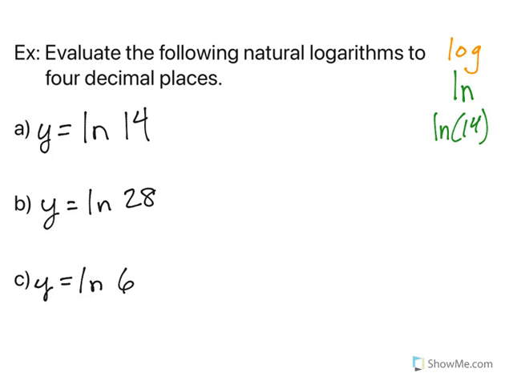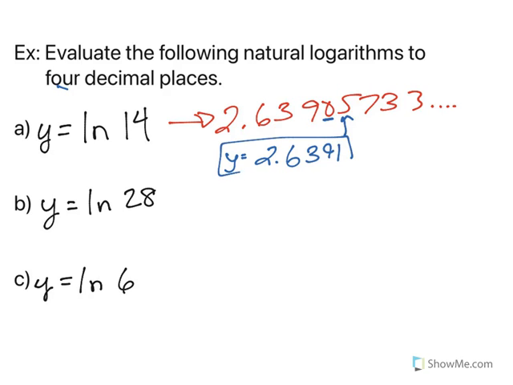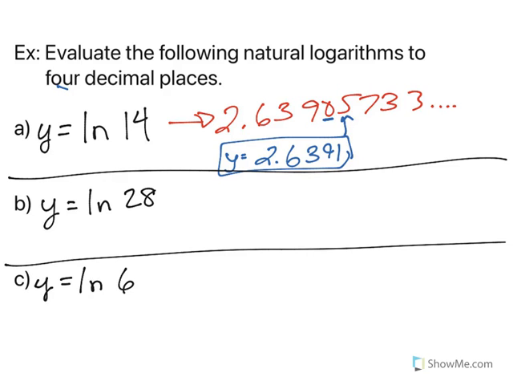Like for letter A, you'll type in ln 14. Just to double check, if you type that in, your calculator is going to spit out 2.63905733, and this continues on, but we're going to chop it off, and you'll notice that we say we're going to round to 4 decimal places. So 1, 2, 3, 4. We look at the 5. 5 tells us to round up, so our answer is y equals 2.6391.